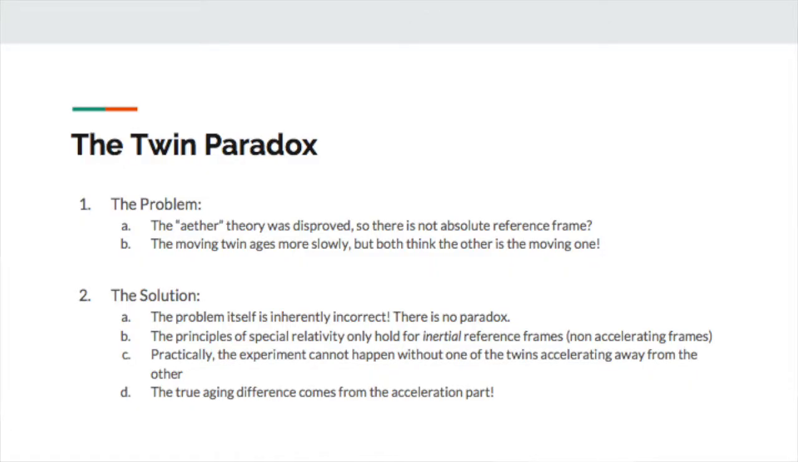There is no paradox. The reason is because if we go back to Einstein's principles of special relativity, it says that the laws of physics hold to every inertial observer, one that is not accelerating. In this experiment, if it were to be practically conducted, it is impossible for B to move away from A if it did not accelerate, right? But if it does accelerate, our understanding of physics breaks down. So we cannot explain what happens when we're accelerating.